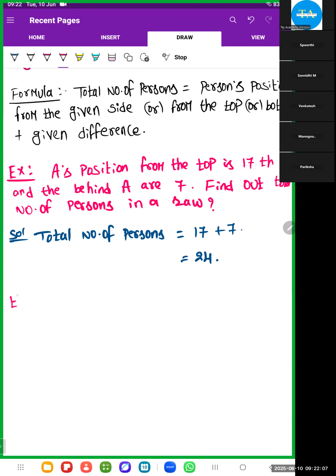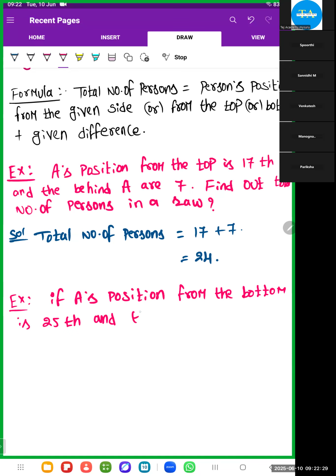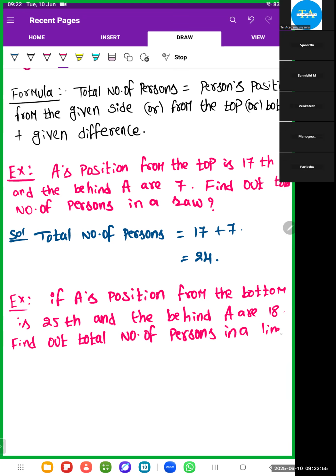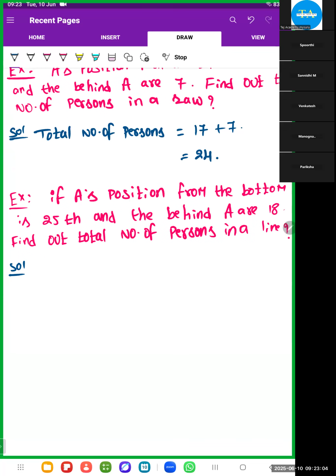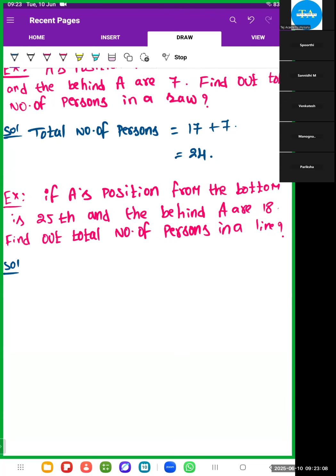So one more example. If A's position from the bottom is 25th, and behind A are 18, find out the total number of persons in a line. 43. Yes, very good. So here it is 43, sir.